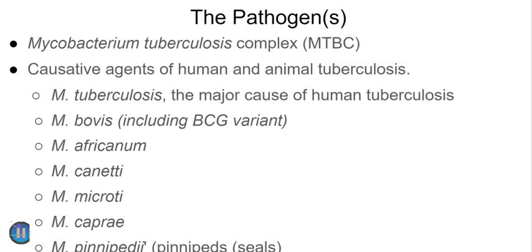These other Mycobacterium species, M. africanum, M. canettii, M. microti, M. caprae, and M. pinnipedii, also cause TB. Mainly not in humans, though. So, for example, M. pinnipedii causes seal tuberculosis. So seals can get TB, and it's quite dangerous for them.